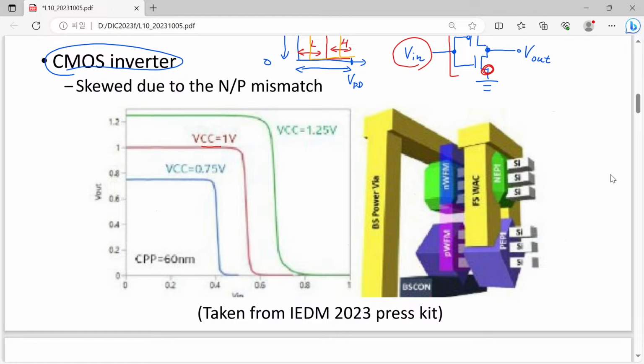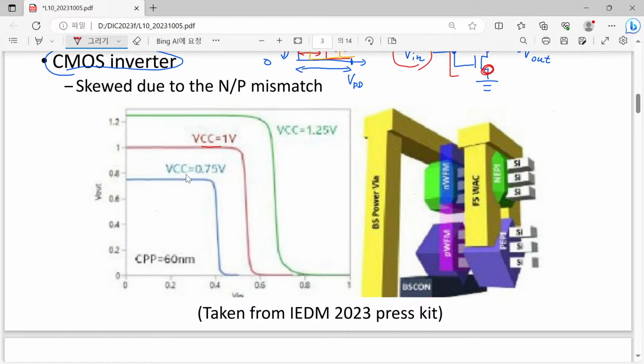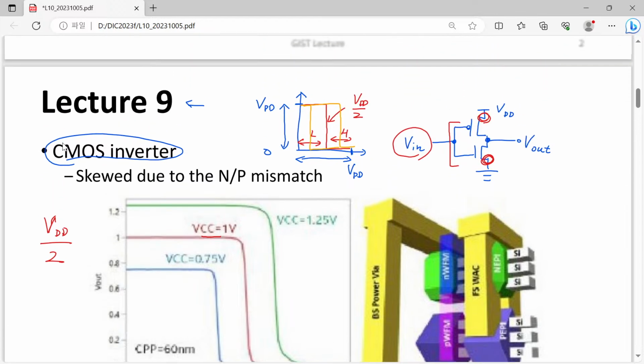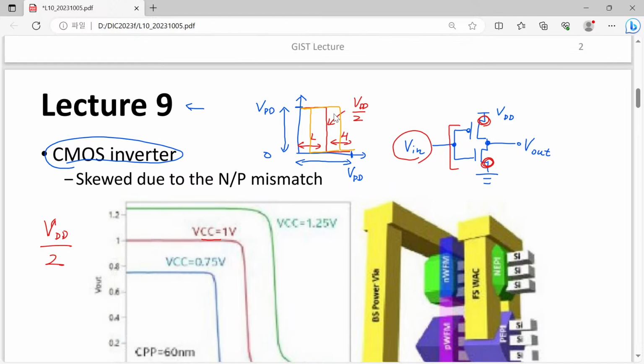Of course, the answer is they should be matched to each other. So the ideal one is the input threshold voltage should be very close to half VDD. So if it is not, then what will happen? Let's consider these highly skewed cases.